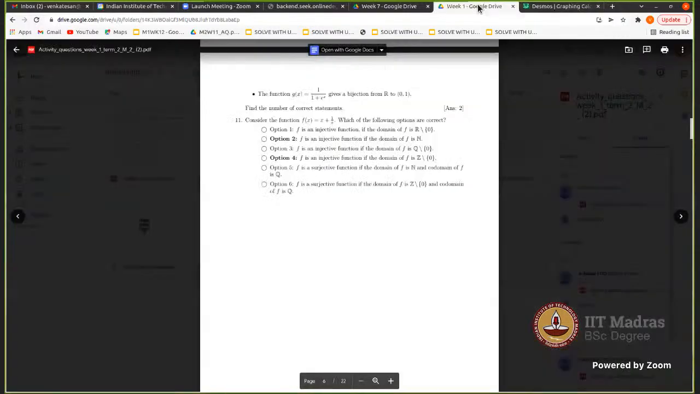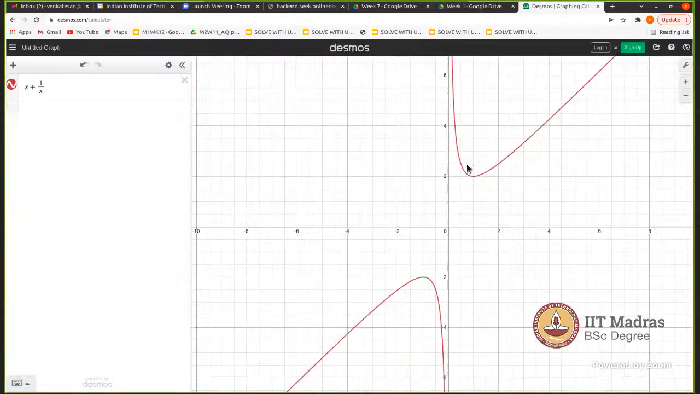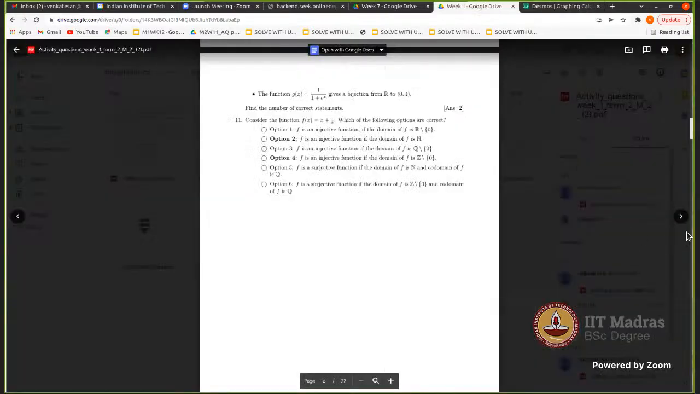Natural numbers minus 0, right? No. So it's not an injective function, right? Hold on, this is 0.5. See, it starts from 1, right? They told us 0 is not there in the natural numbers, in the beginning of the question. Yeah, they mentioned it like that.